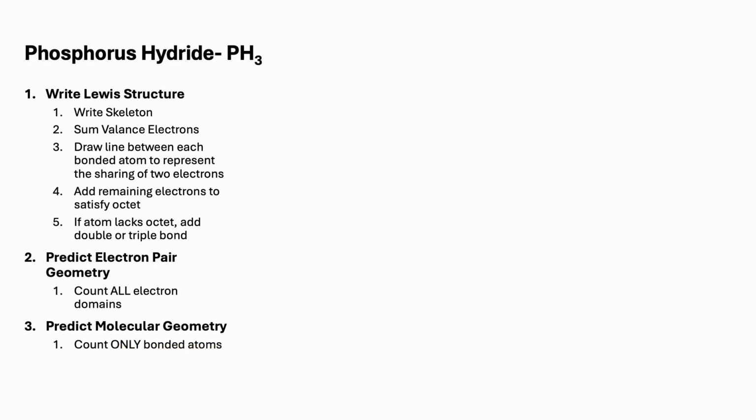We are on to phosphorus hydride. So we're going to write out its skeleton. We start with a phosphorus, and then we put the 3 hydrogens spread out around it. Then we are going to sum the valence electrons. So you find phosphorus on your periodic table. You find out that it has 5 valence electrons. Find your hydrogen. It has 1 valence electron.